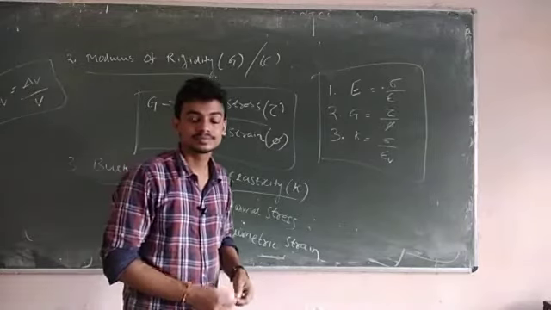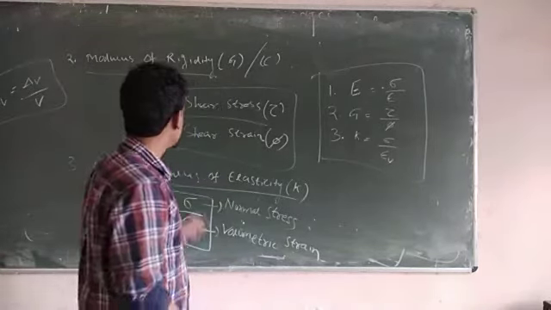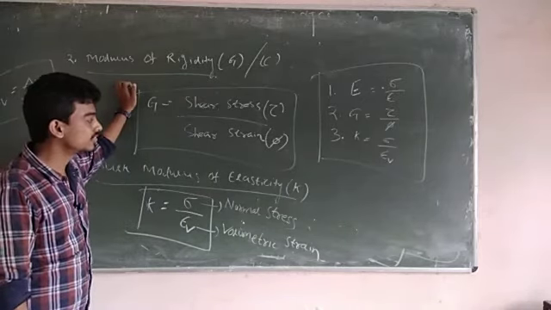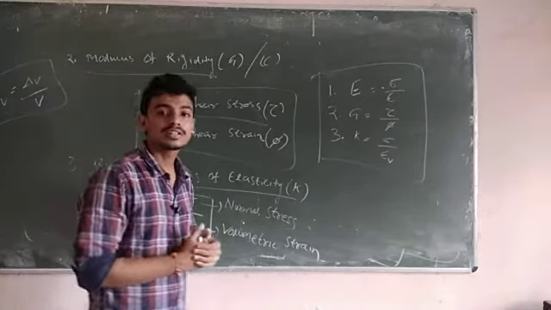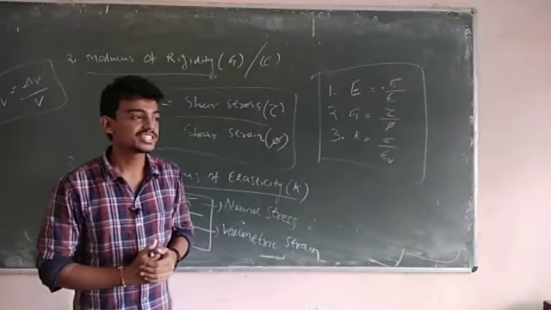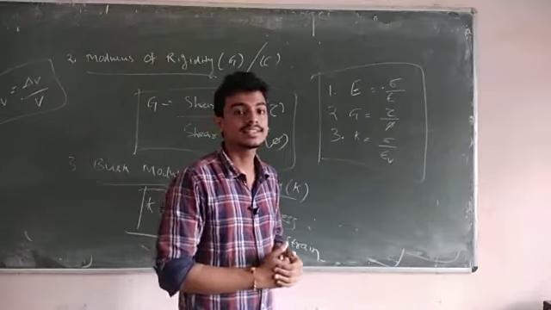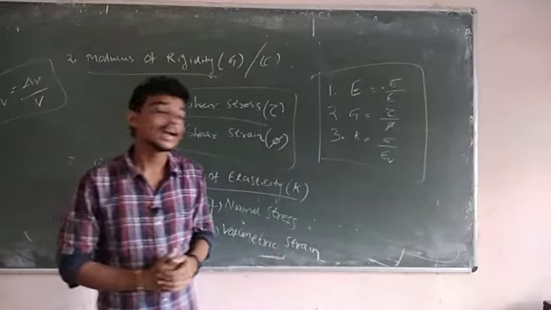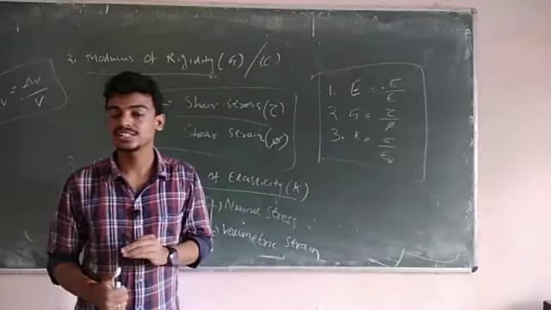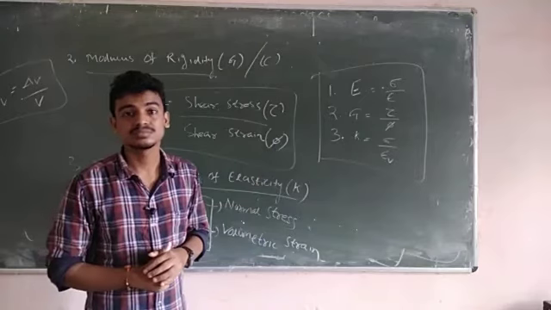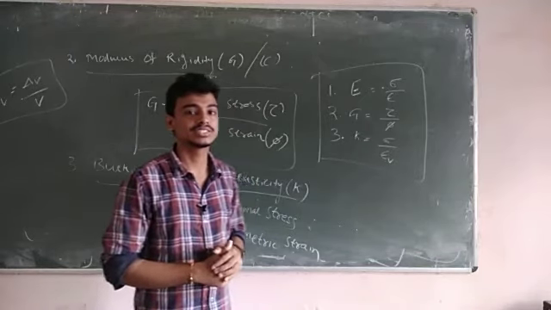I hope this much you must have cleared, that is the curve of the tensile test of mild steel, the stress strain curve, then the stress strain curve for brittle material, then Hooke's law, and these three terms: modulus of elasticity, modulus of rigidity, and our last term, bulk modulus of elasticity.